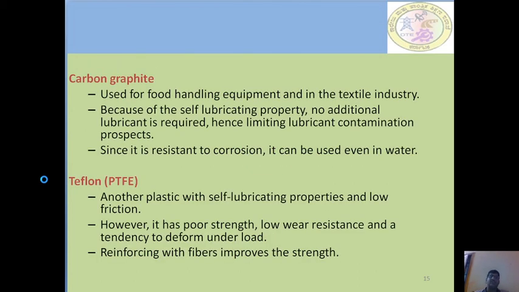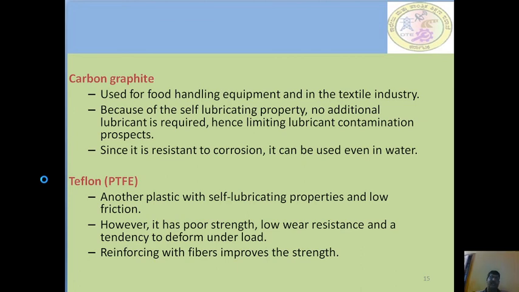Carbon graphite and Teflon are two different types of bearing materials used for different scenarios. Carbon graphite is used for food handling equipment and in the textile industry because of its self-lubricating property. Carbon graphite is a solid lubricant. Since it resists corrosion, it can be used even in water. Teflon is also a plastic or polymer with self-lubricating property and low friction, and reinforcing it with fibers improves the strength.